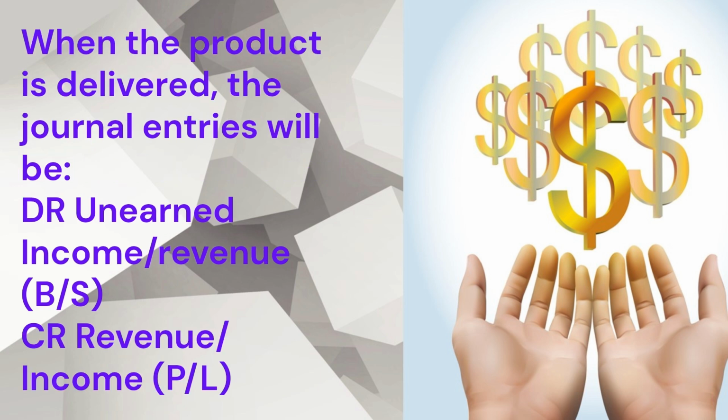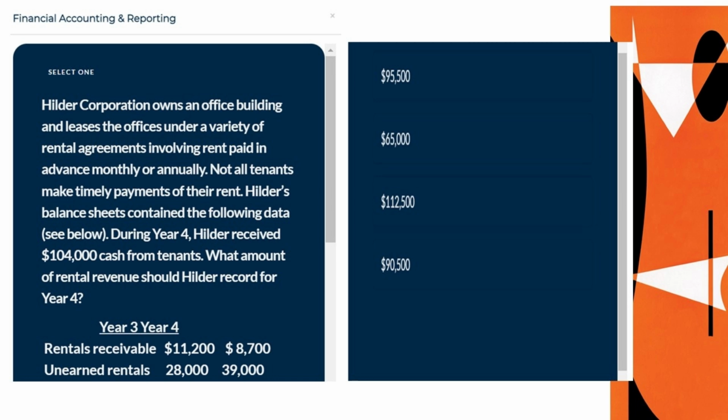When the product or service is delivered, the journal entries will be debit unearned revenue or income in the balance sheet and credit revenue or income in the P&L. Now let us take a look at one CPA question that tests the concept of unearned revenue.